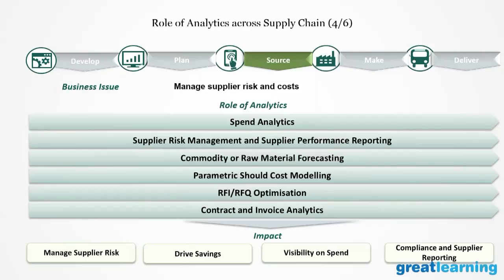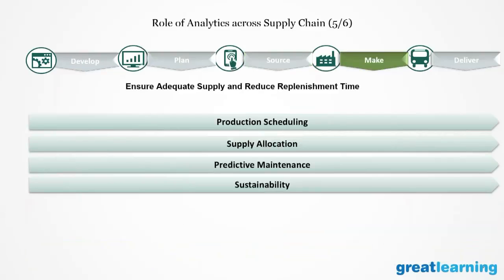Finally, in terms of business impact, you're managing supplier risk and driving savings, whether in your negotiation with suppliers or basic savings you can derive if a supplier is cheating on you, and you get visibility on your spend. And then finally compliance and supplier reporting, which again is quite a Herculean task if you're dealing with multiple suppliers across geographies.